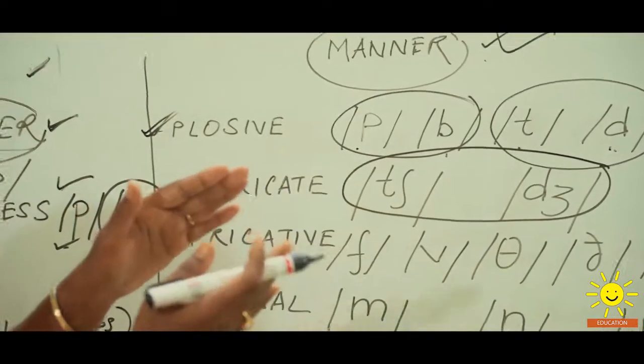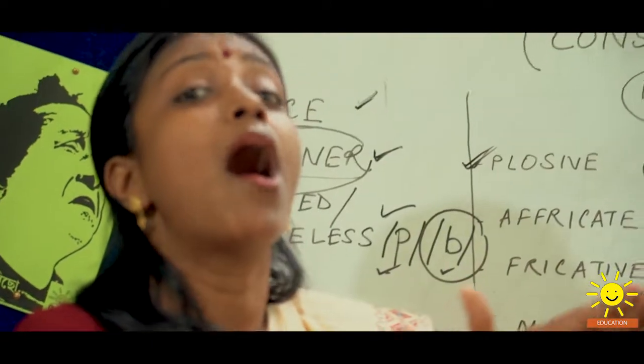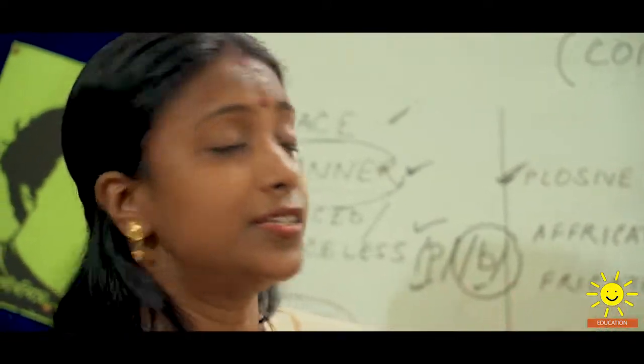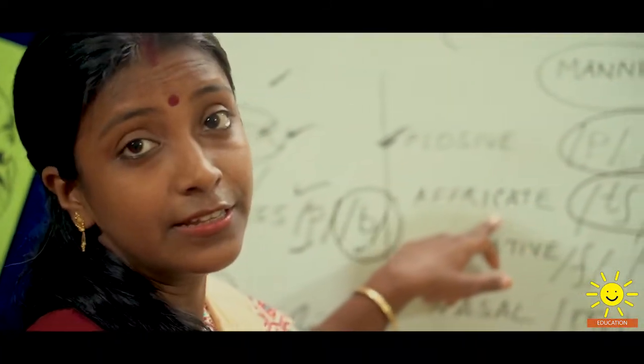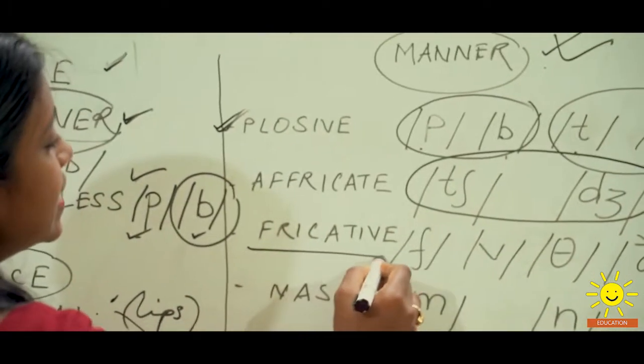So, when 2 organs of articulation are in complete touch, and then slowly they part, this is the affricate category. So, there are just 2 sounds, ch and j. The next category is the fricative.